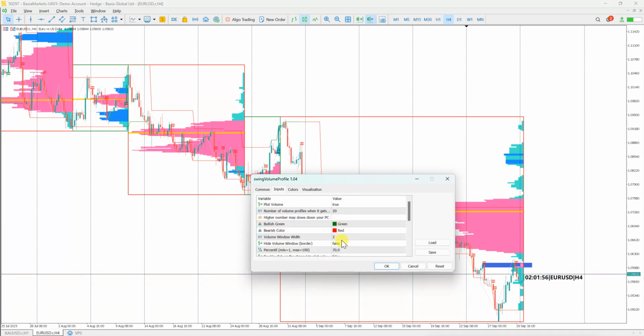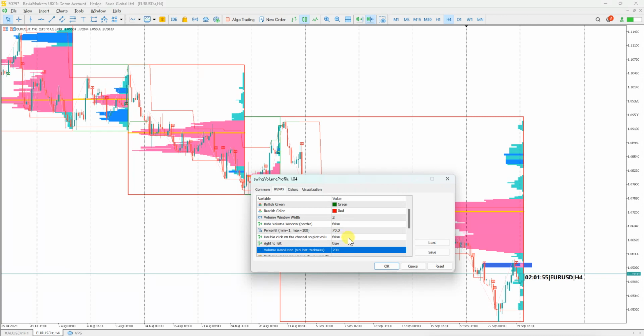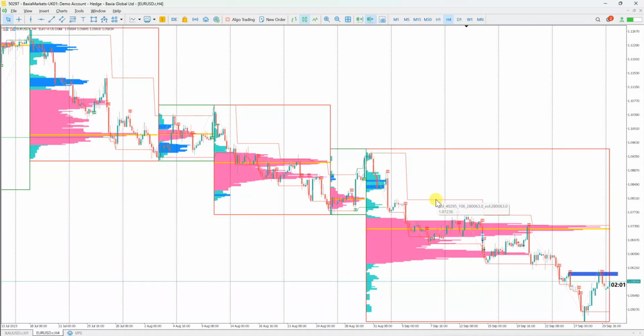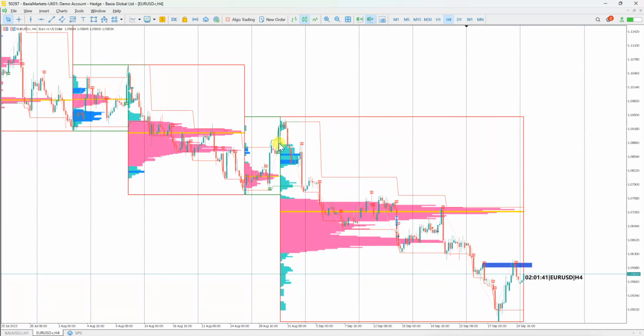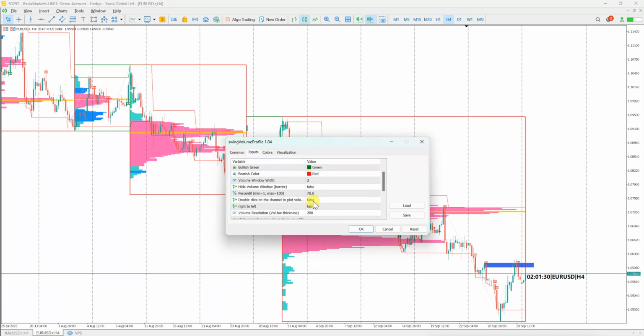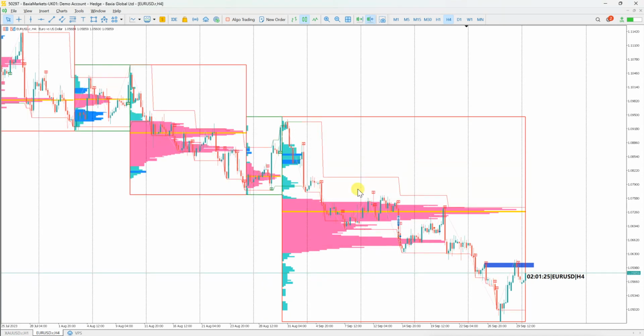Also, it is plotting the volume profile from right to left. You can set it to false if you would like to plot it from left to right. With this new feature, you can also click to disable or close, double click on the channel to plot the volume or to hide the volume.